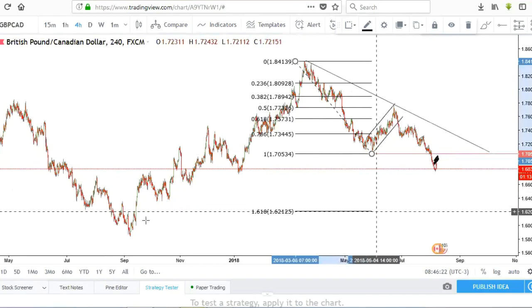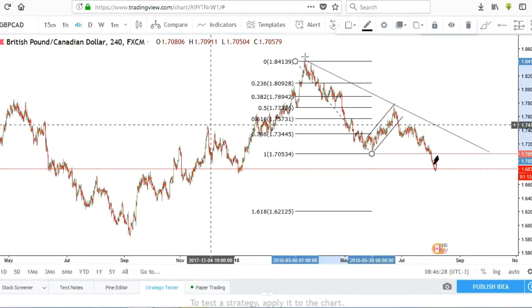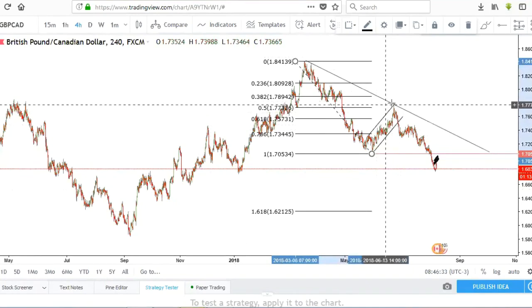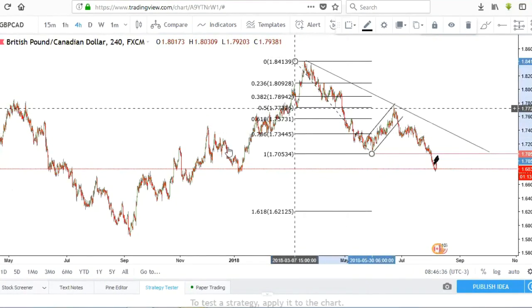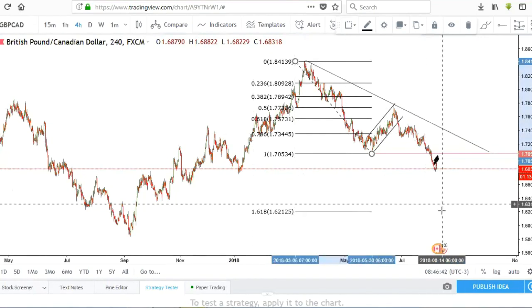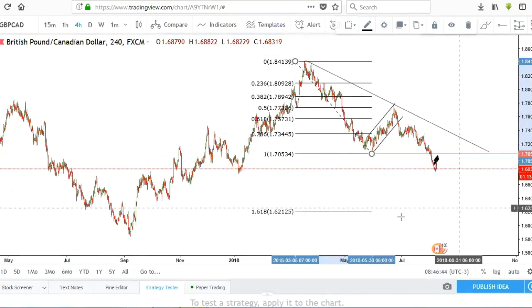As you can see here, we've got a nice left shoulder, we've got a head, and we've got a right shoulder. So basically, we've got a reversal pattern. On a larger time frame, this is a reversal pattern, a head and shoulders. So it shows that GBP CAD definitely has to get to this level here, 1.62125. Even if it takes a month or two, it will get to this level. So this pair will be a seller's pair in the next few months.